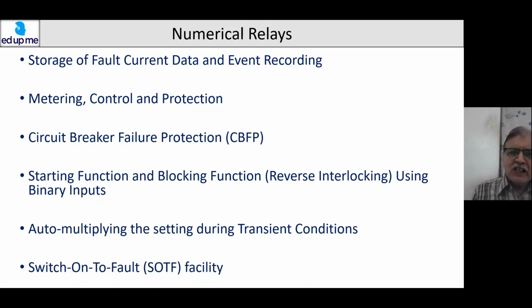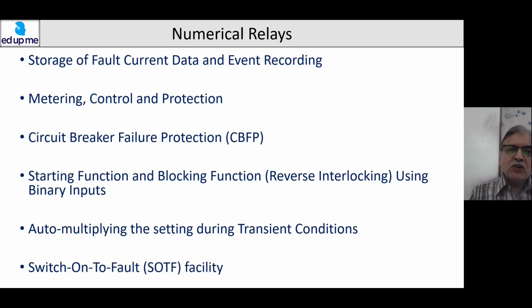The relay gives a signal to the breaker if the breaker somehow fails, and a breaker can fail for many reasons. Breaker can fail because the trip coil has become open circuited. If there is an air blast circuit breaker, the air pressure is not enough. If it is an SF6 circuit breaker, the pressure of SF6 is not proper, some leakage is there. The operating mechanism is giving trouble. Because of many fault reasons, a circuit breaker can fail.